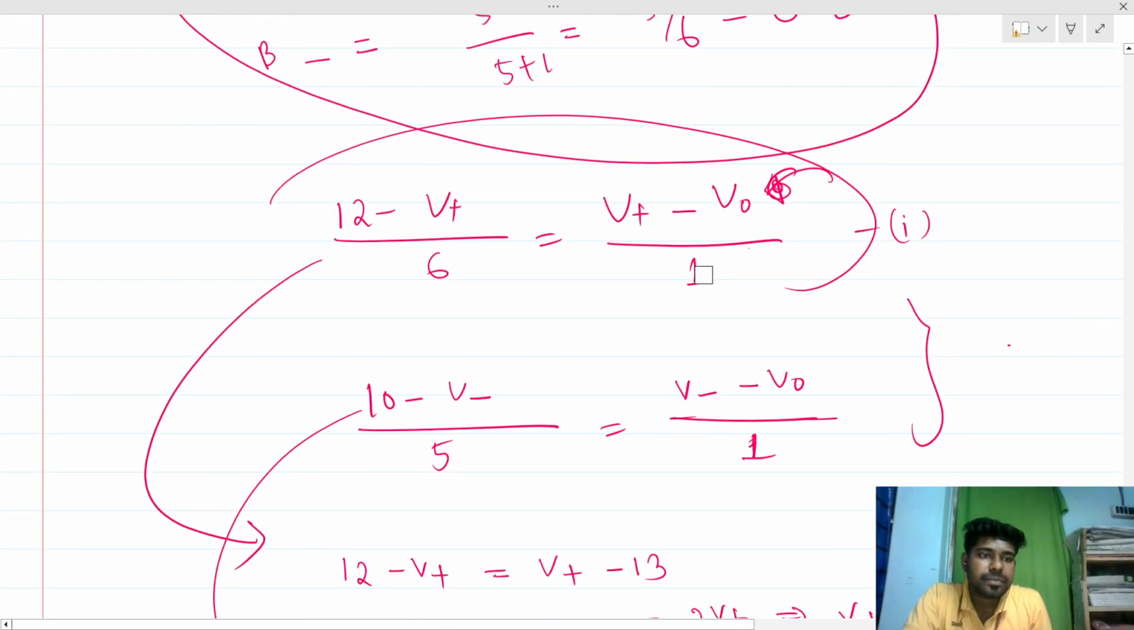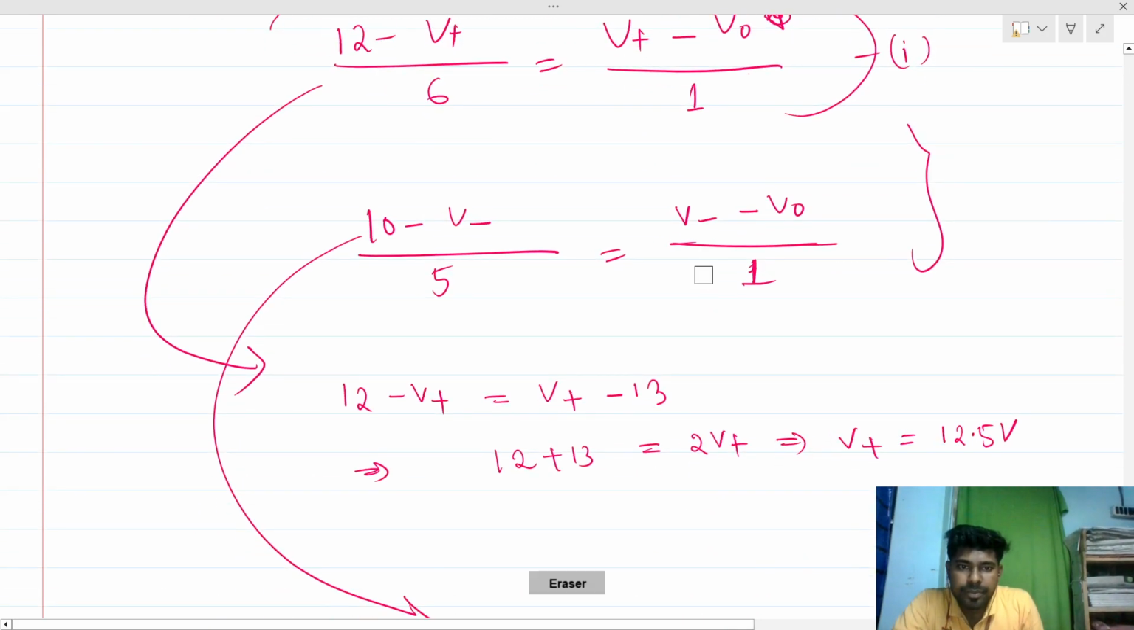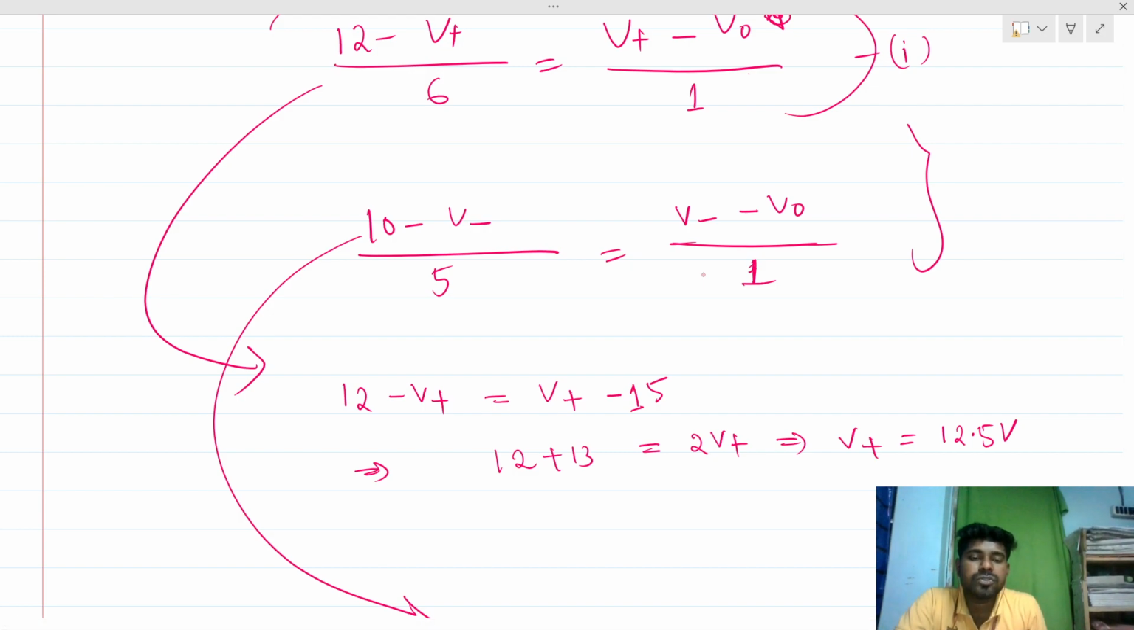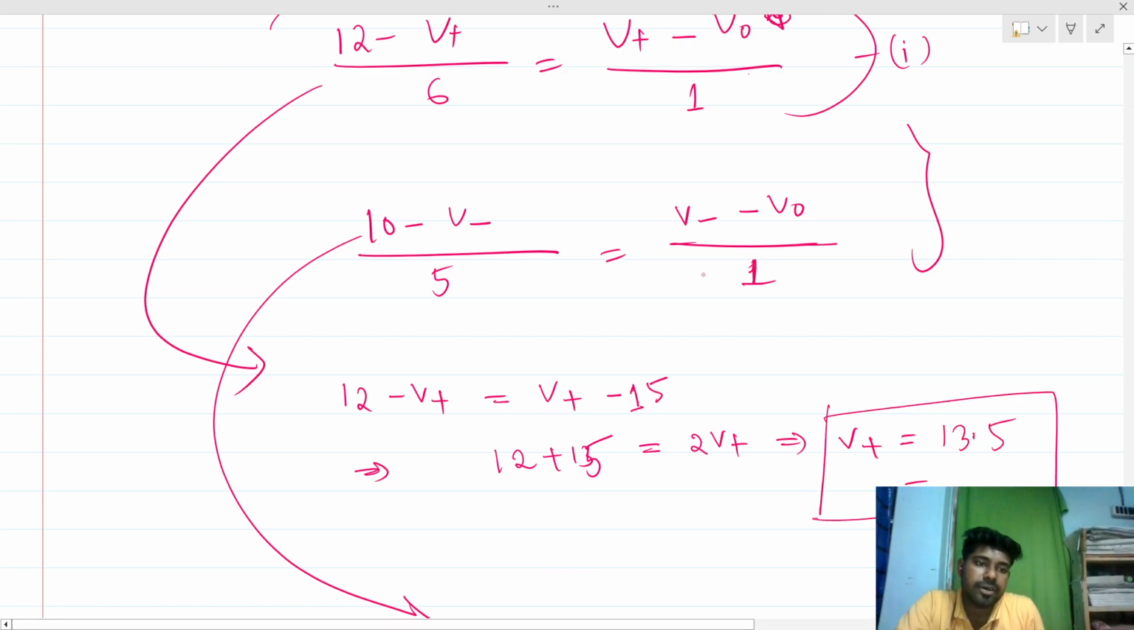The output gets saturated to 15 volt, as our V positive is high. So the output will reach VDD, like it will get saturated to plus VDD. So this will be 15, so this is 27, right? So 13.5. Yes, this is the thing, 13.5. So V positive will be 13.5 and this is nothing but our Vx.